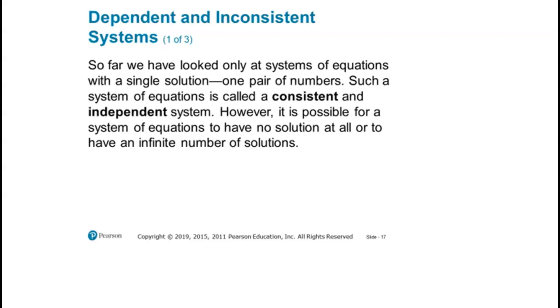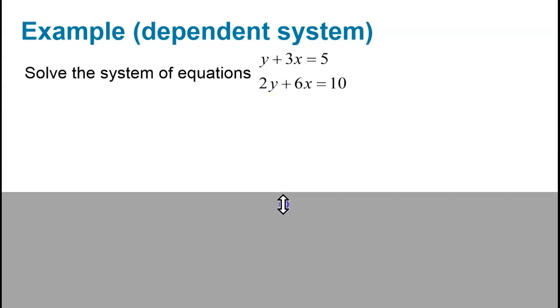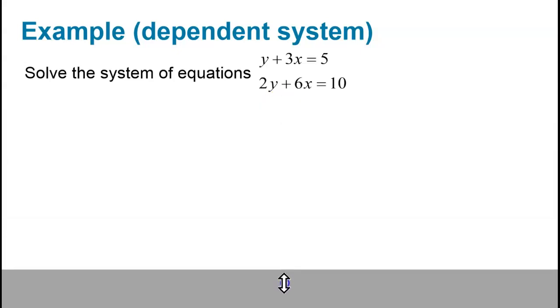However, there is a possibility that you can come up with systems of equations that don't have any solution or have an infinite number of solutions. So let's go ahead and look at some examples of what they are and work on some problems. Looking at an example of a dependent system where you are going to get an infinite number of answers, we'll go ahead and solve this and then discuss a little bit more of what that looks like.